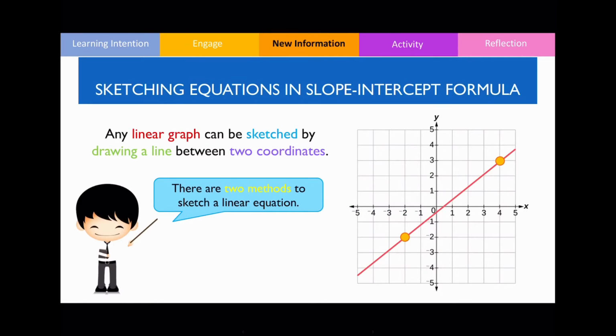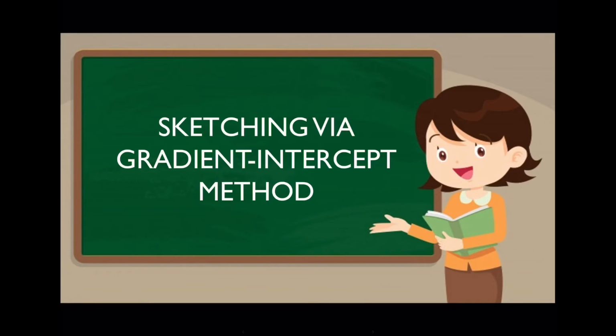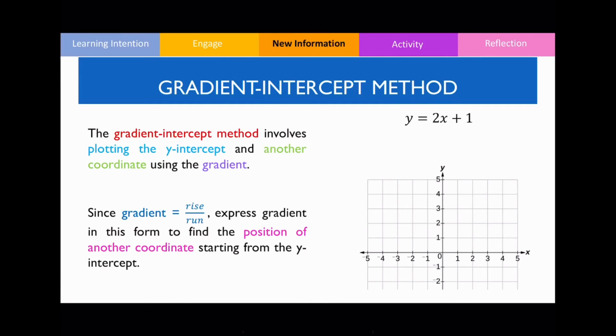Now, in order for you to draw a straight line graph, all you really need to know is just 2 coordinates and then draw a line that runs between those 2 coordinates. What I'm going to show you now are 2 methods that you could use to sketch any given linear equation, okay? The first method is the gradient intercept method. As the name implies, you're going to be using the gradient and one of the intercepts to sketch that out. The gradient intercept method involves plotting the y-intercept, okay? So not the x-intercept, just the y-intercept, and another coordinate using the actual gradient, okay?